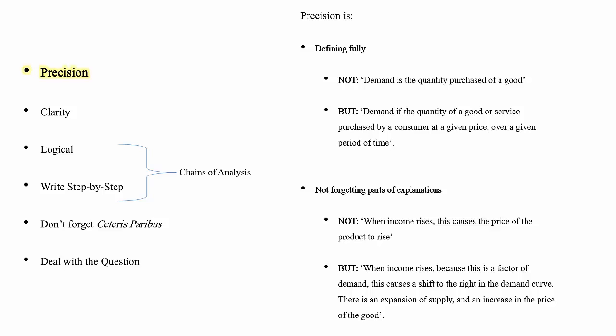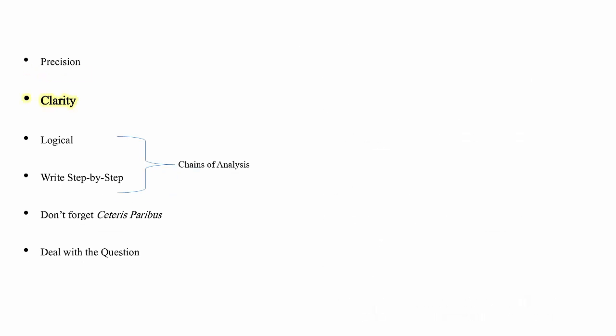And ideally, you'd have a diagram with this to show that. But that's what we mean by not forgetting parts of what you're explaining. So that's what precision is, very important. Clarity, equally extremely important. We don't want to be writing ambiguously. You want to avoid all sorts of vagueness.